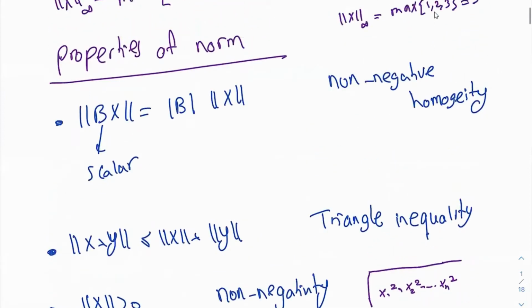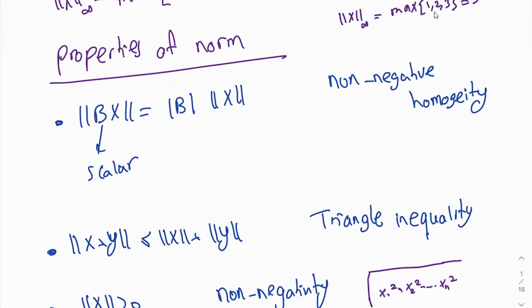Now, when you multiply vector x by a scalar beta, this scalar can be positive or negative. It can be negative 2, it can be 3, it can be negative 10. It doesn't really matter. When you take a norm of this vector, we know the norm is positive. So when you extract this constant beta, you have to use an absolute value because the resulting number should be a positive quantity. Okay, good. This property is usually known as non-negative homogeneity.